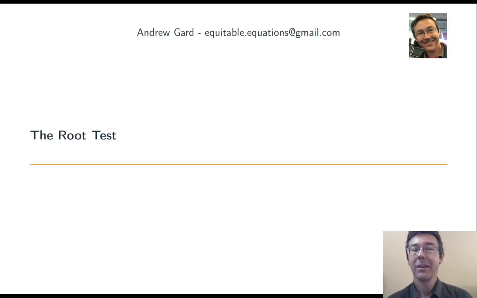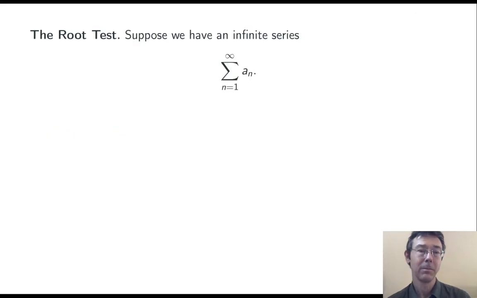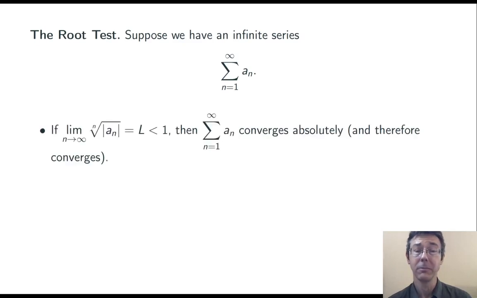Everybody. Today we're talking about the root test, another important technique for determining the convergence and divergence of infinite series. Suppose you have a series, sum n equals 1 to infinity a sub n. It doesn't really matter if it starts at n equals 1 or 0 or some other value. The initial terms of a series don't affect the series convergence or divergence.